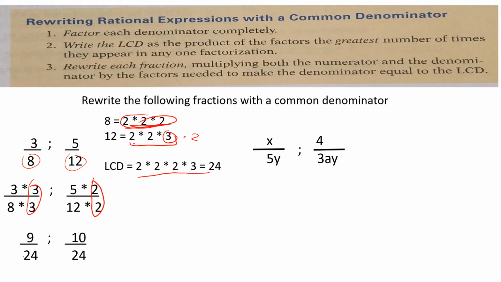Okay, now you can't just multiply the bottom by 3. You have to multiply everything by 1, and 3 over 3 is 1. Otherwise, you've changed the value.